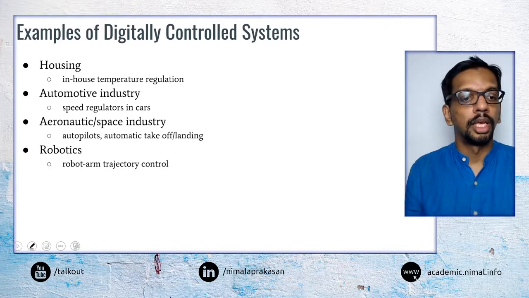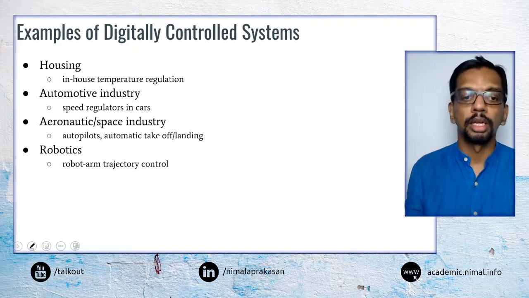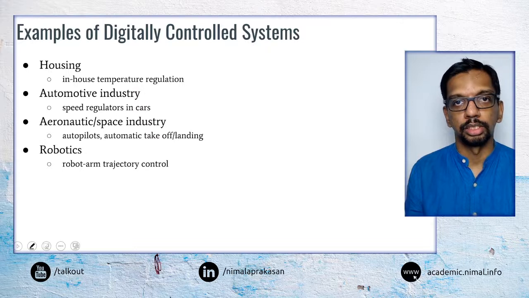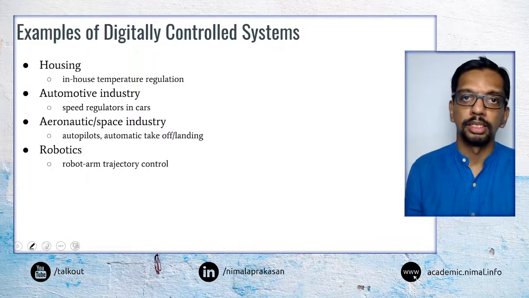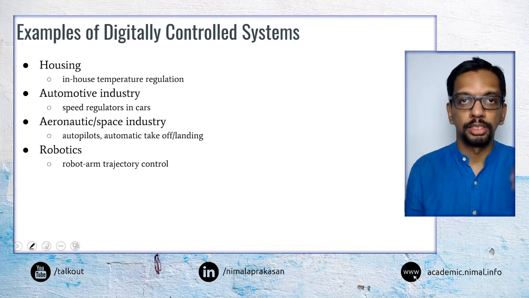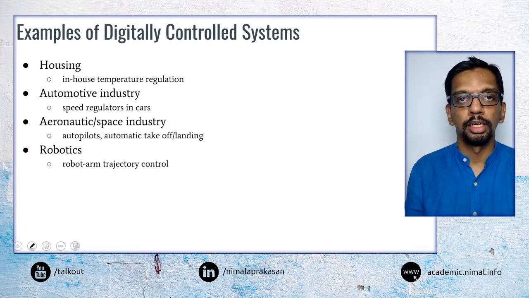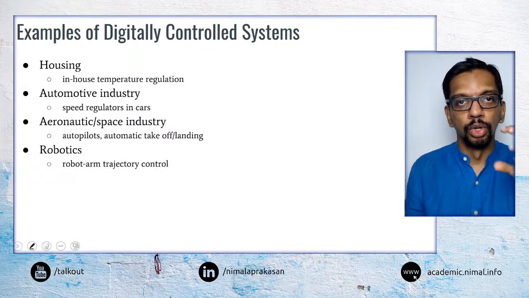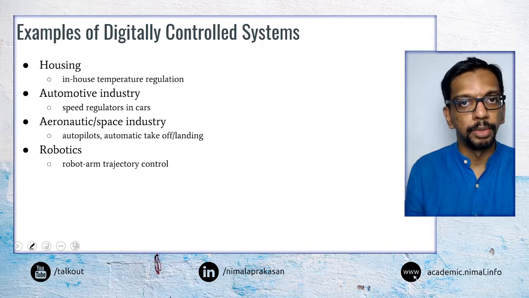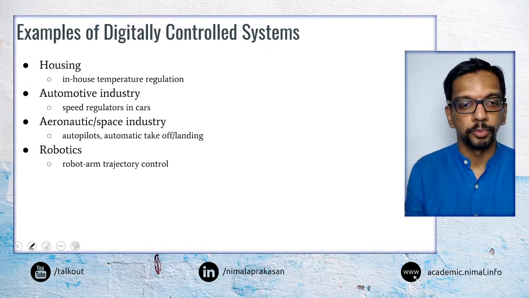If we take automobiles or vehicles, again you may find a number of digitally controlled systems, like speed regulators in cars, braking systems in vehicles, in cars, sometimes even in motorbikes, fuel injection systems in vehicles, again electronic fuel injection, and so on. So these are all digitally controlled systems. The basic control logic will be implemented in digital devices, and then they are controlling some other system.